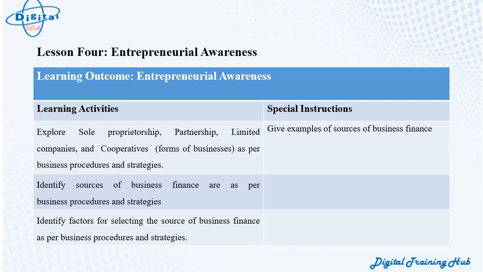This is Lesson 4 of 7 on Entrepreneurship. Lesson 4: Entrepreneurial Awareness. Learning Outcome: Entrepreneurial Awareness. Learning Activities 1: Explore sole proprietorship, partnership, limited companies, and cooperatives, forms of businesses, as per business procedures and strategies.